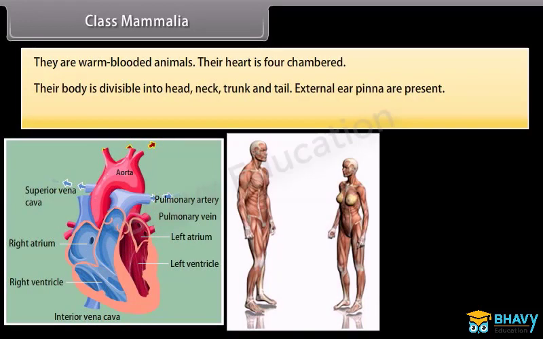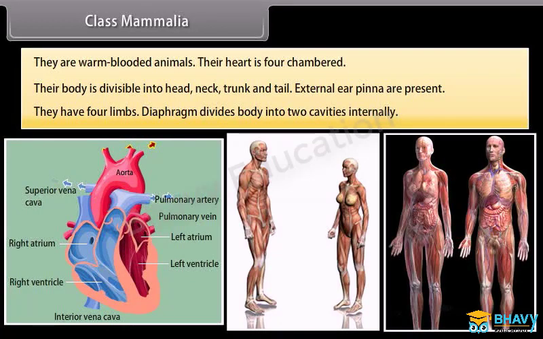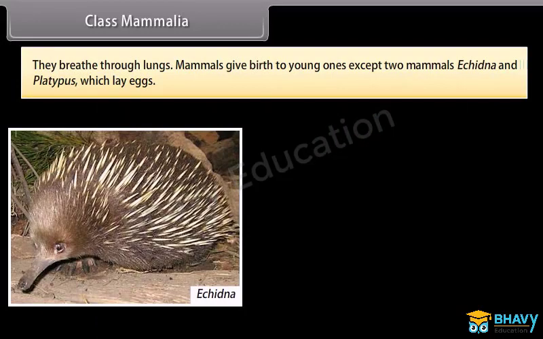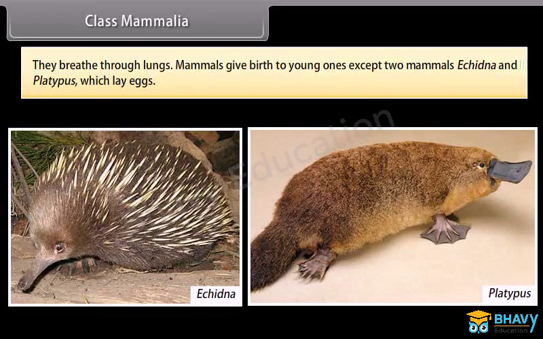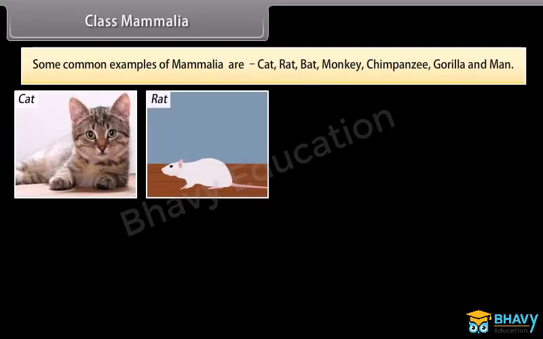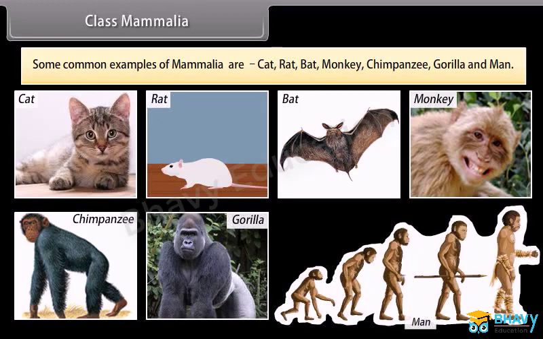Their body is divisible into head, neck, trunk, and tail. External ear pinna are present. They have four limbs. Diaphragm divides the body into two cavities internally. They breathe through lungs. Mammals give birth to young ones except two mammals, Echidna and Platypus, which lay eggs. Some common examples of Mammalia are cat, rat, bat, monkey, chimpanzee, gorilla, and man.